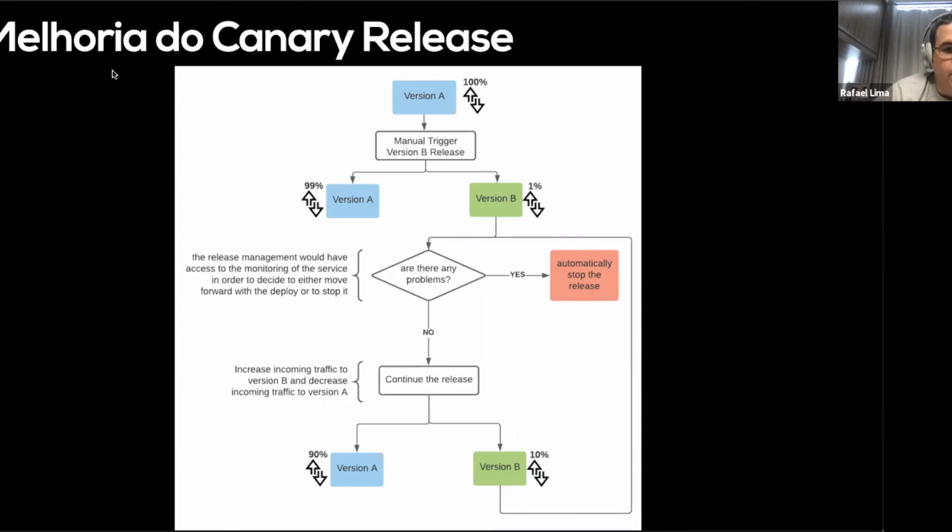So this is what we are trying to achieve. I have 100% of people using version A. I manually trigger version B, and then 99% of the users go to version A, and 1% go to version B. And my automated release management would check our monitoring service. Of course, the developer needs to tell the monitoring service what it needs to monitor for. And if there are any problems in this monitoring, you would stop the release and shift all the users to the old version, version A. If there are no issues, the automatic release would keep releasing. So you would bump up from 1% to 10%, and you would keep in this loop until everybody is on version B. Cool.